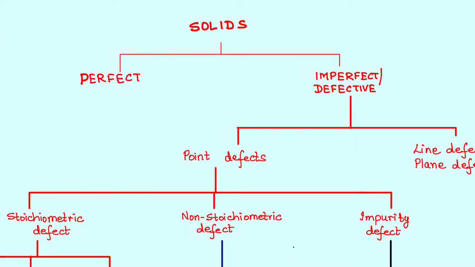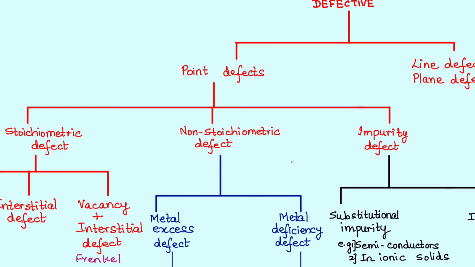So first of all, what is a point defect? We know that in a crystal, the atoms, molecules or the ions occupy fixed positions or definite positions. There's a fixed arrangement of these particles when we are talking about a crystal. Now, when there is some foreign particle which enters into these fixed positions, or some of the particles may go missing from these positions, we have what we call a point defect.